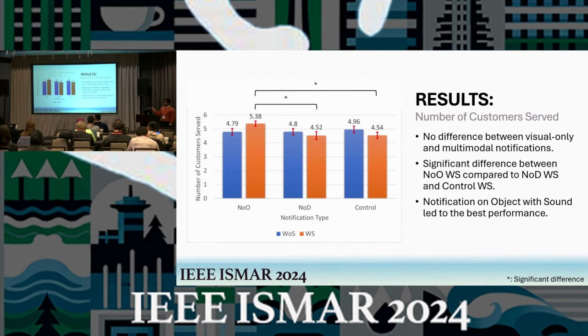So first, looking at the results, we can see that if we only consider visual-only notification, that is, no audio was involved, there was no difference in the performance. Well, what do I mean by performance? In this case, how many customers were they able to serve? So out of 6, 4.79 means on average 4.79 customers were served out of 6.